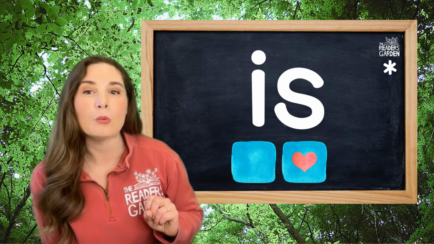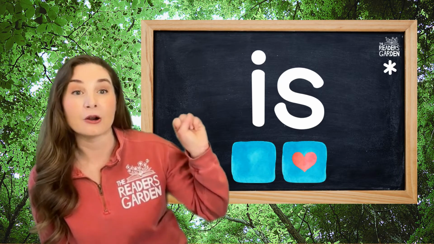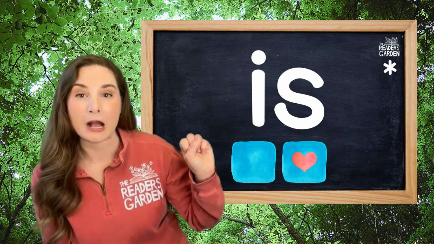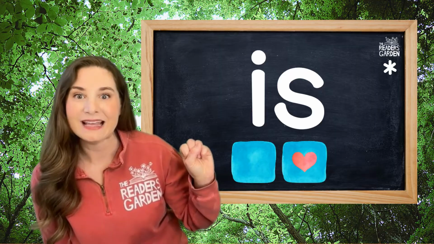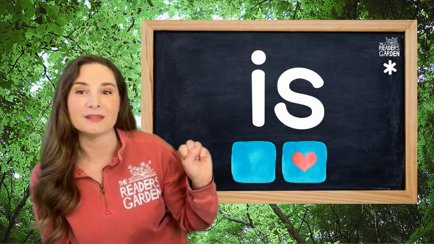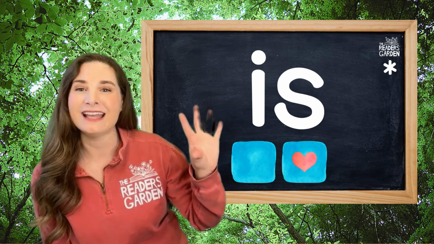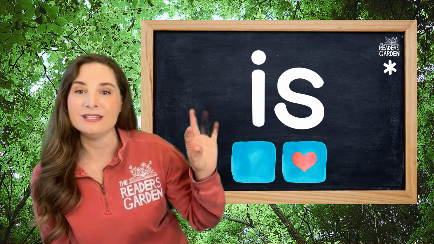All right, let's segment that word into its sounds. So let's get out our hand tapping fingers and figure out how many sounds are in the word is. We're going to finger tap the sounds. What's the first sound? I. What's the second sound? Z. Put them together.